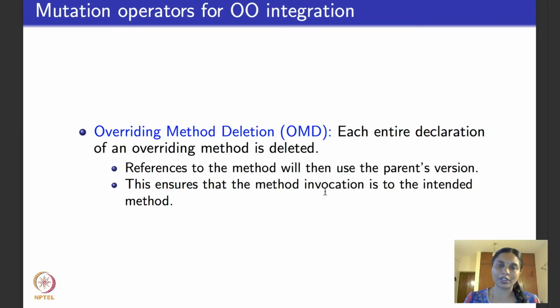So the next mutation operator in our long list, what does it do? It's a deletion mutation operator. Instead of working with variables, it works with methods. It's called overriding method deletion, abbreviated as OMD. What does it do? It removes the entire declaration of the overriding method. Please note, we're not removing the method, we're removing the declaration of the method. What will then happen? The references to this method in a class will then use the parent's version. So this ensures that the method invocation is indeed to the correct method and not to the wrong one. If there was a correct reference, there will be an issue, you will be able to kill the mutant and observe an error. But if there was an incorrect method reference, by deleting the method declaration, you will not be able to observe a change. That means you will not be able to kill the mutant. The fact that you can't kill a mutant reveals an error in this case.